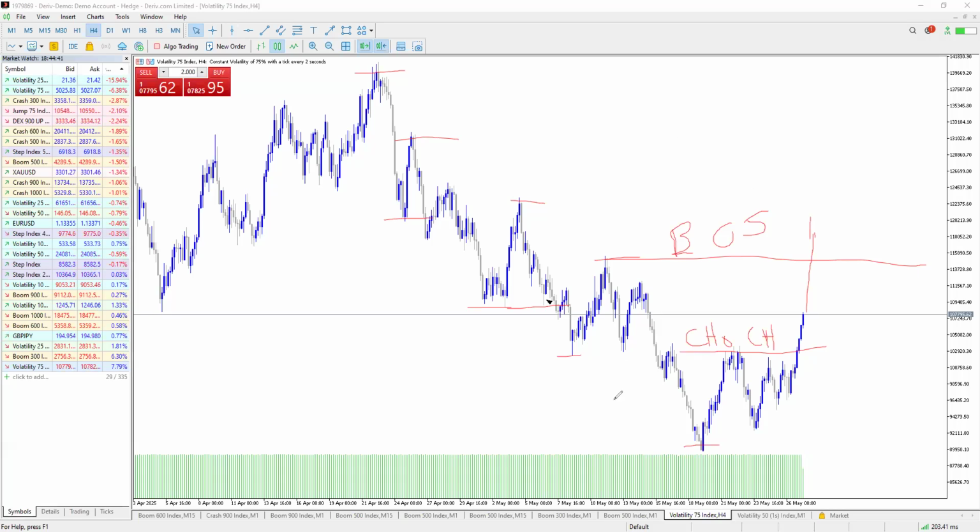As a trader, guys, you must be able to identify whether a high has been made or whether a low has been made. And how do you do that?